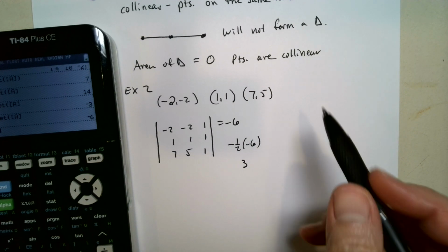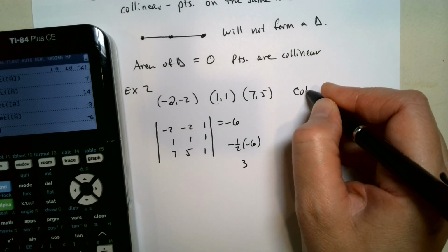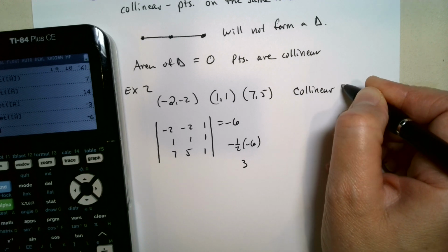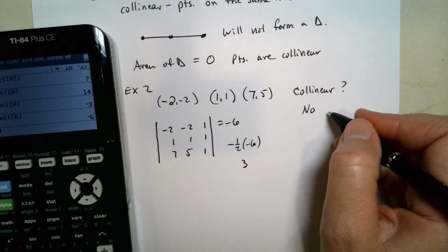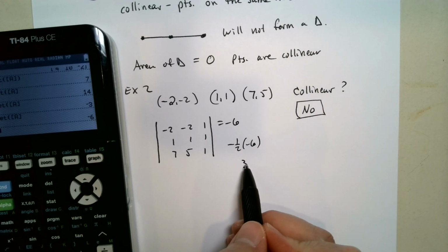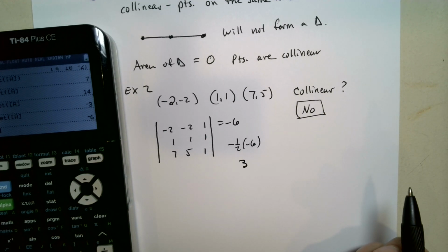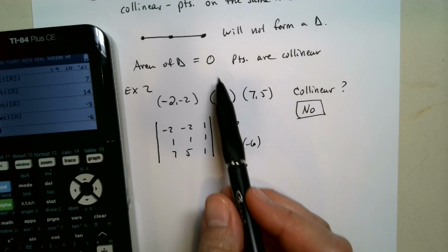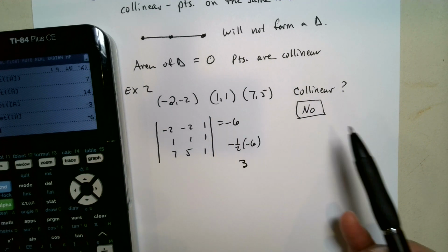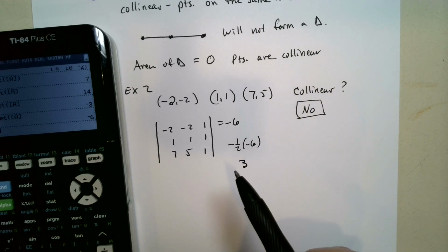But that wasn't the question. The question was, are these points on the same line? Are they collinear? And the answer would have to be no, because they form a triangle that has an area of 3. So if the determinant is equal to anything other than 0, the points could not be collinear.